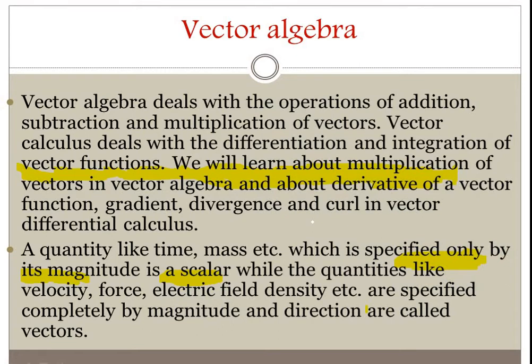A quantity like time, mass, etc., which is specified only by its magnitude, is called a scalar, while quantities like velocity, force, electric field, density, etc. are specified completely by magnitude as well as direction. Those quantities are called vectors. So a vector is a quantity which has magnitude as well as direction. We call that quantity a vector quantity.